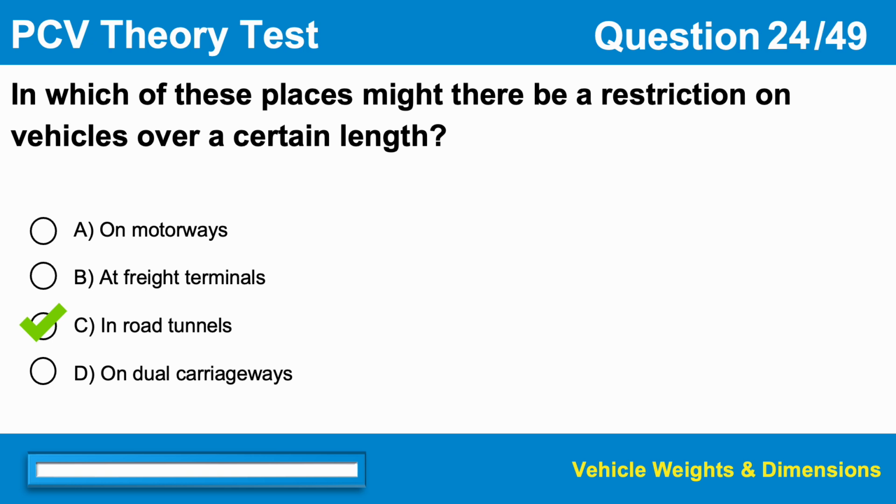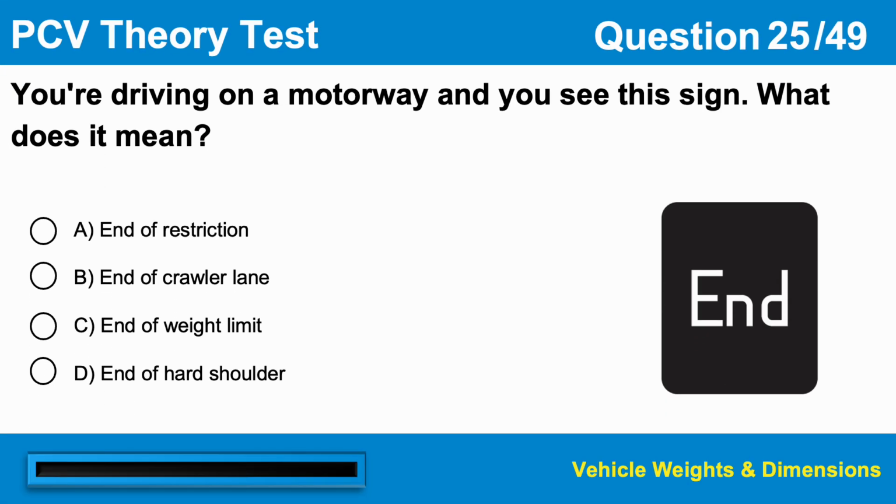The correct answer is C. Look out for restrictions on long vehicles. Length restrictions are found where there isn't much room to turn, for example in a tunnel, or where there's a risk of grounding.